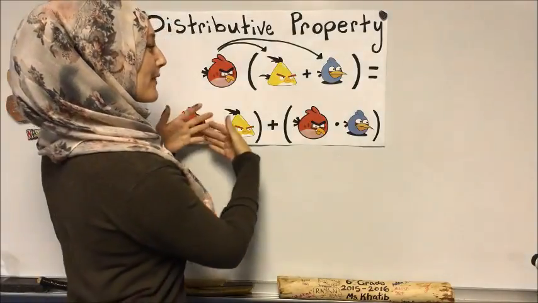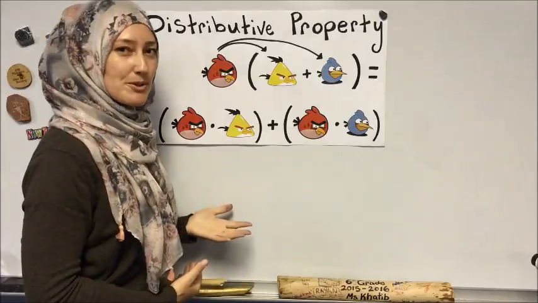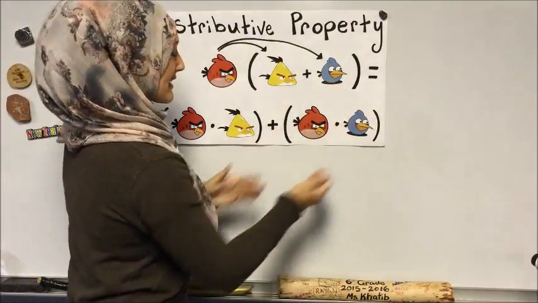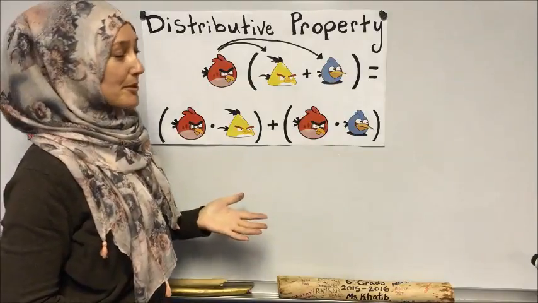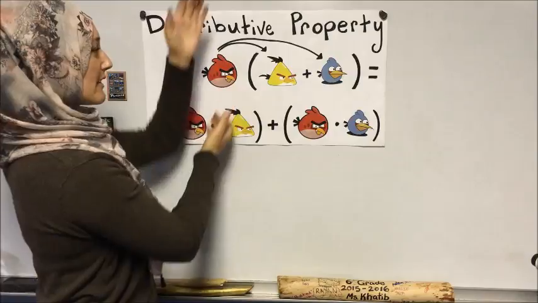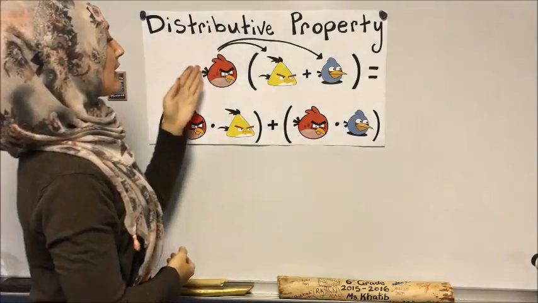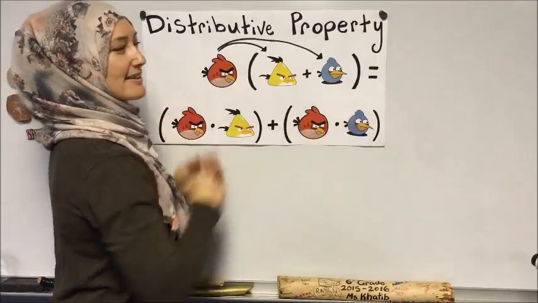So if you start with the bottom set, you can see what's common between both groups. So if you look at this set and you look at this set, the common thing between them is the Angry Bird. So you can take the common item and you pull it out by itself, and then what you're left with is the yellow guy and the blue guy.